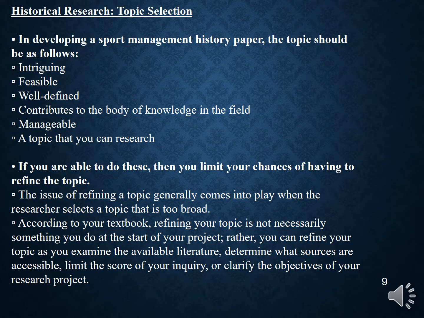So when it relates to topic selection in historical research, we pause and realize that in developing a sports management history paper, for example, or a kinesiology paper, the topic should be as follows. You want something that's intriguing, feasible, well-defined, contributing to the body of knowledge in the field, something that's manageable, and then ultimately a topic that you can research. If you're able to do these things, then you limit your chance of having to refine the topic. So always try to research in an area that is interesting to you.